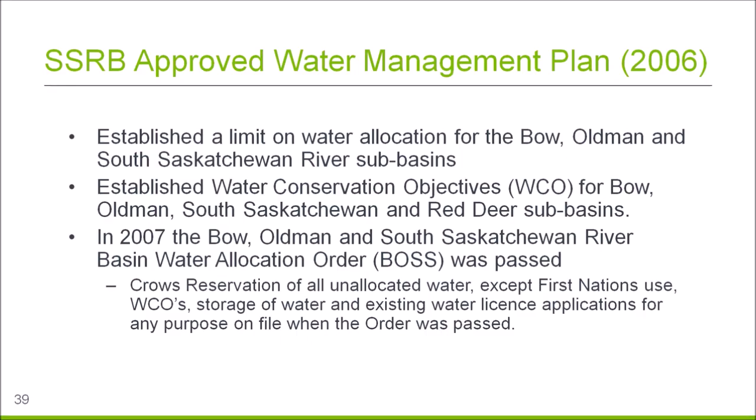and also for the Red Deer River sub-basin. And then in 2007, the Bow, Oldman, and South Saskatchewan River Basin allocation order was passed, and what happened at the time is that the government reserved those 3 sub-basins so that no new licence is allocated for them, except for some uses like First Nation use, water conservation objectives and storage of water, and existing water licence applications for any purpose that were on file when the order was passed.